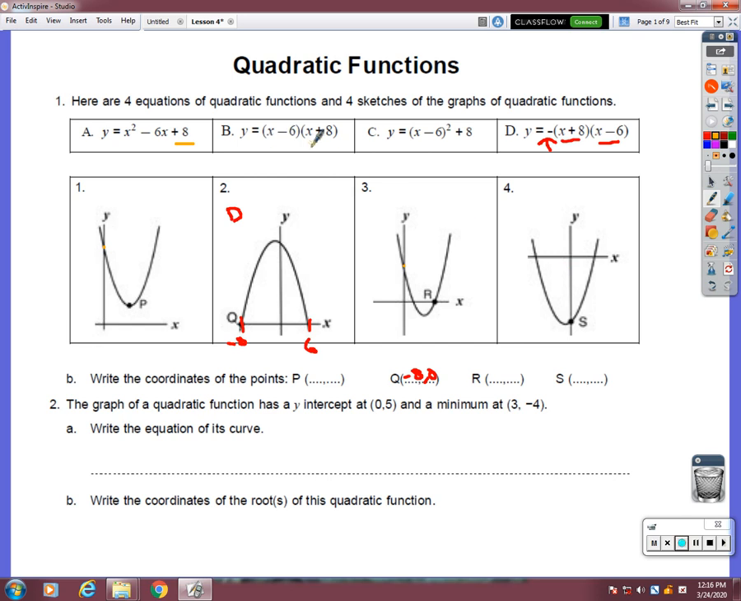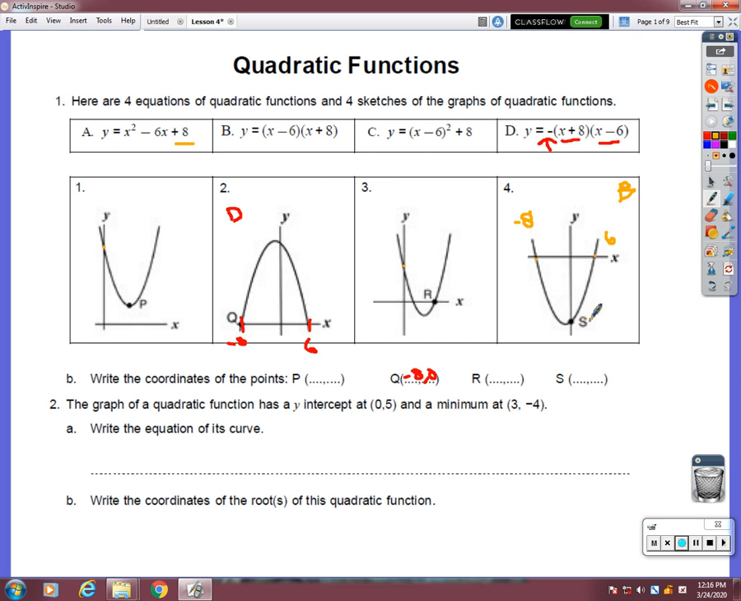This guy right here has a y-intercept of 6 and negative 8. Well, this doesn't have a y-intercept of 6 or negative 8, no y-intercepts at all. This one cannot have a y-intercept of negative 8 because both of these are on the positive side, so that means that this guy must be function b. And that means that this is negative 8, and this is 6, okay?